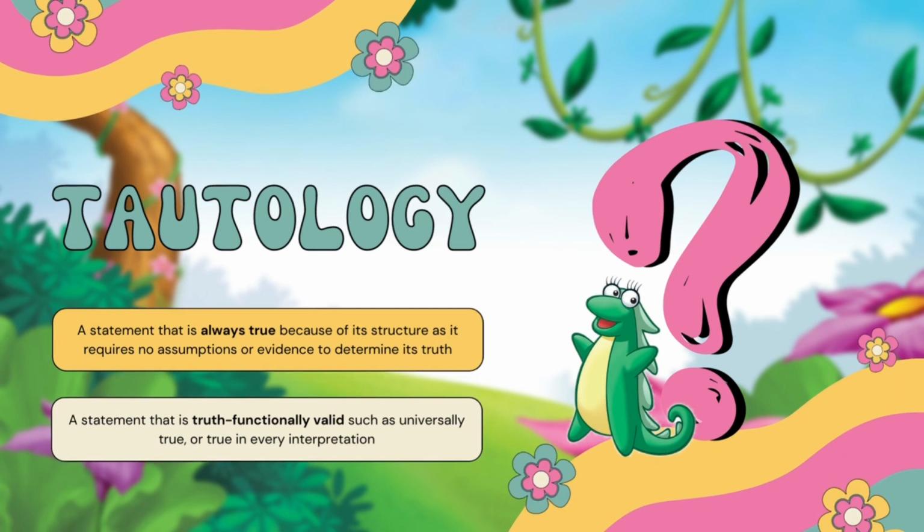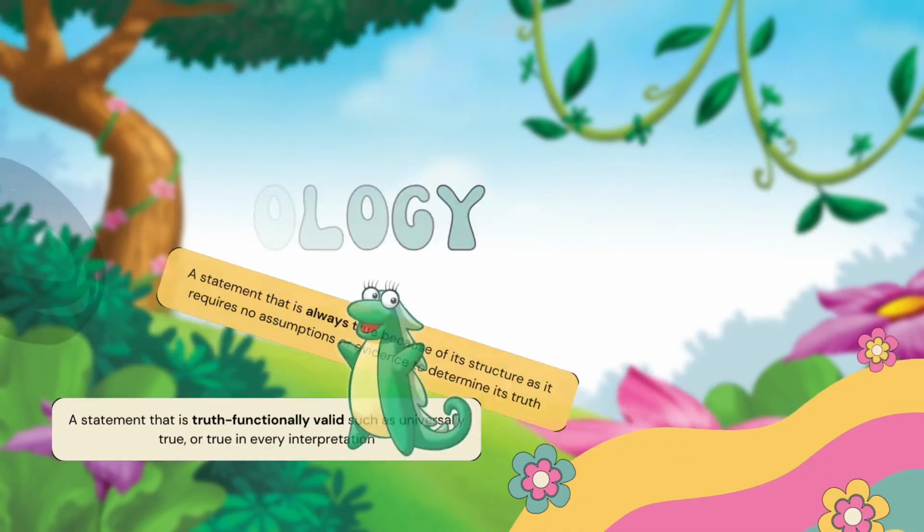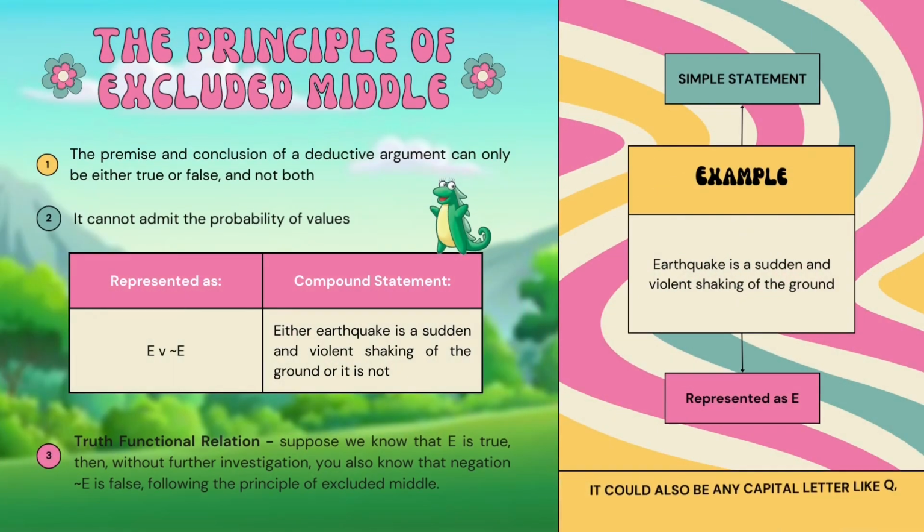Exacto. This is a statement that is always true because of its structure, as it requires no assumptions or evidence to determine its truth. Basically, it is a statement that is truth functionally valid, such as universally true or true in every interpretation. Next is the principle of excluded middle.